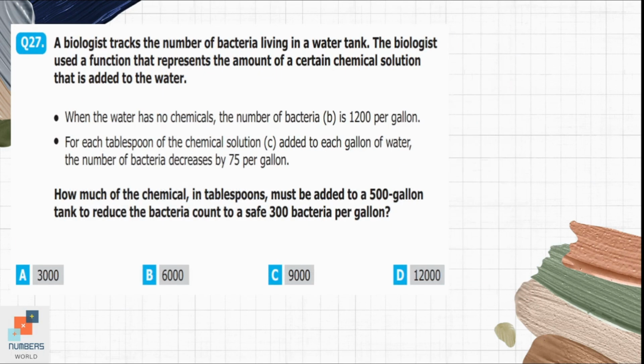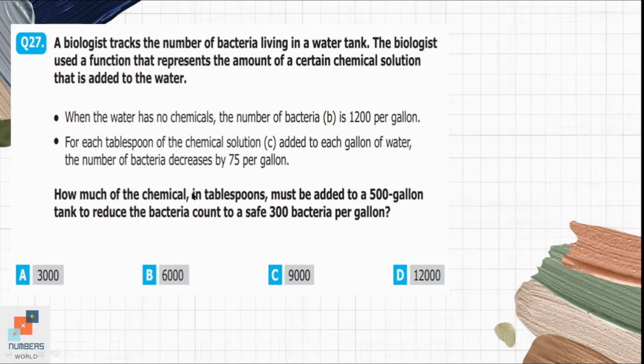Question number 27. A biologist tracks a number of bacteria living in a water tank. The biologist used a function that represents the amount of a certain chemical solution that is added to the water. When the water has no chemicals, the number of bacteria is 1200 per gallon. For each tablespoon of the chemical solution added to each gallon of water, the number of bacteria decreases by 75 per gallon.